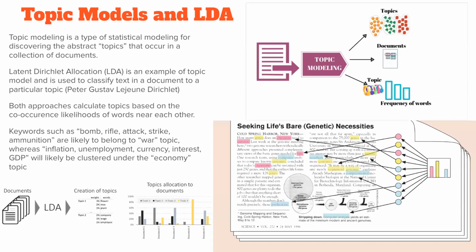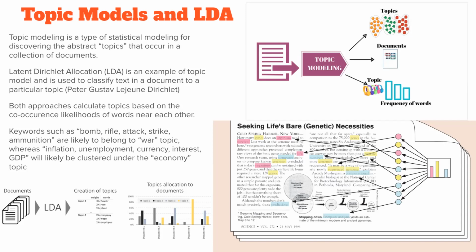Now, let's get even more advanced with topic models and LDA. Topic modeling is a type of statistical modeling for discovering the abstract topics that occur in a collection of documents. LDA, or latent Dirichlet allocation, is a type of topic modeling, and it's used to classify text in a document to a particular topic. Dirichlet comes from Peter Gustav Lejeune Dirichlet, who was a German mathematician who lived in the 19th century and created most of the statistical logarithmic functions that we use today.